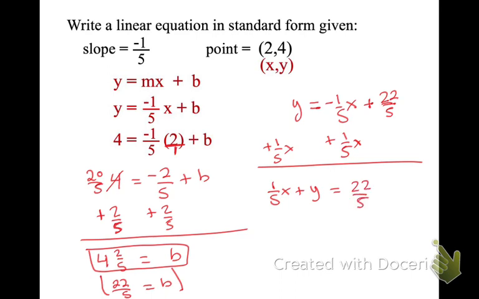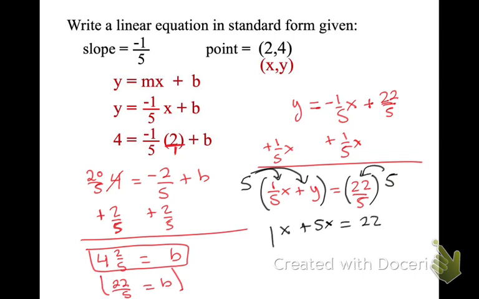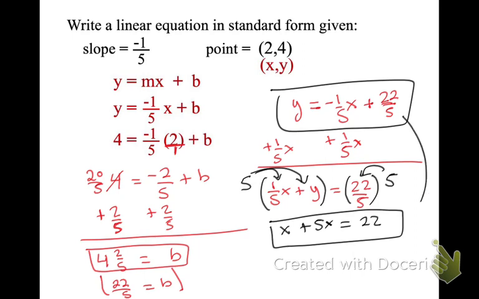22/5. Now for standard form, what's the big golden rule? Multiply everything by 5. It can't have any fractions, so when I distribute here, I get an x. When I distribute here, I get plus 5y. And when I distribute here, we get 22. So here is our equation. Now, know that this and this are the same.